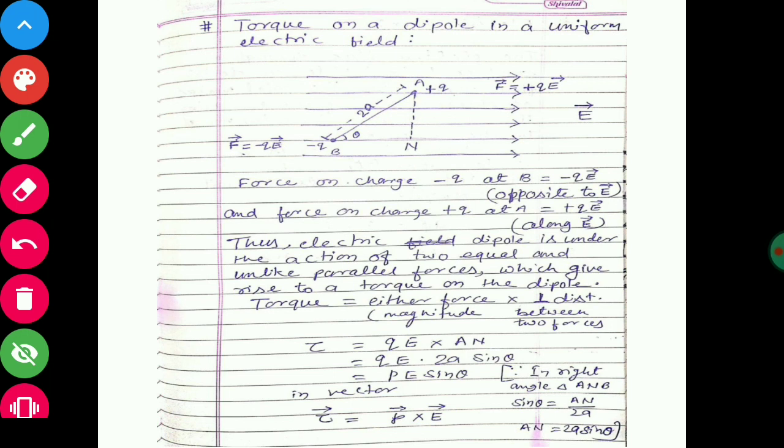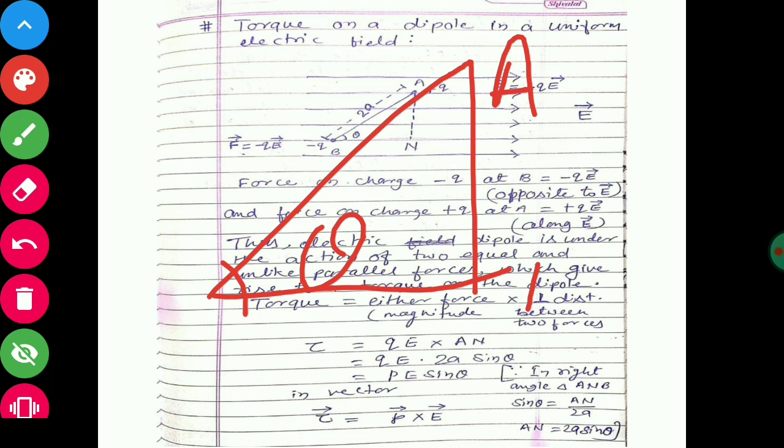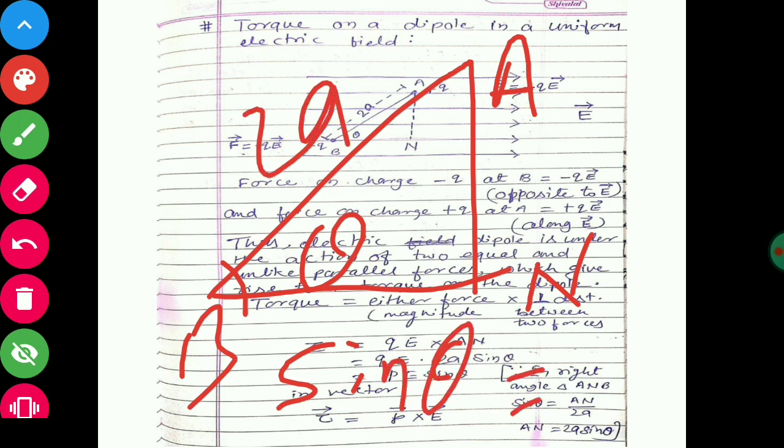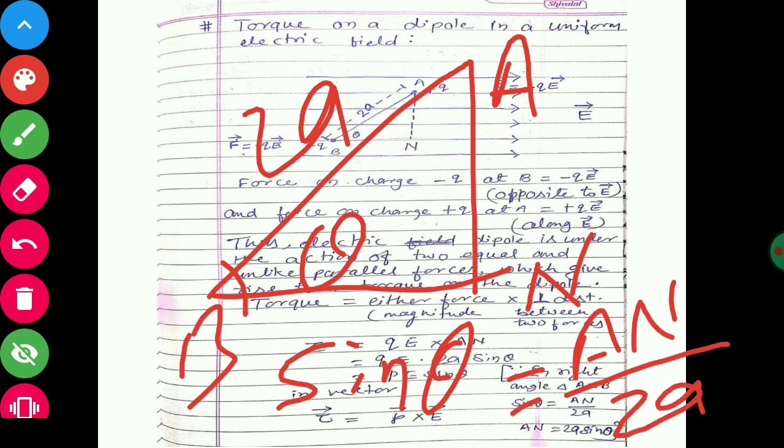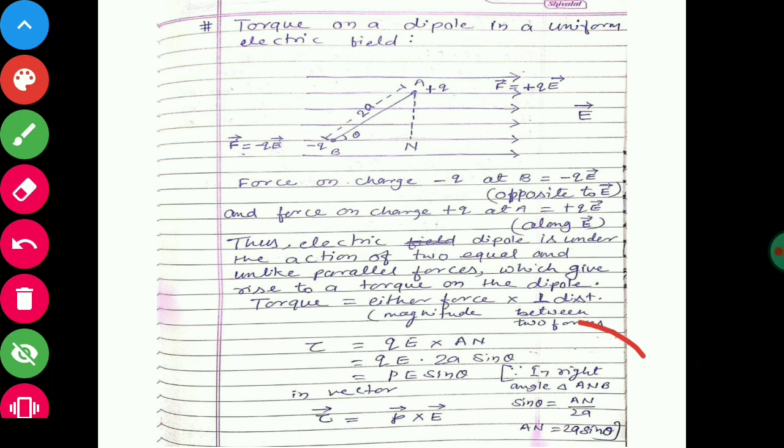Now, how to calculate AN? In the right angle triangle ANB, because torque is a vector quantity, we take sin theta. Sin theta says what? Perpendicular by hypotenuse. So AN by hypotenuse, which is 2a, and you are calculating AN. So substituting 2a on that side, AN becomes 2a sin theta. So we can write in place of AN, 2a sin theta.